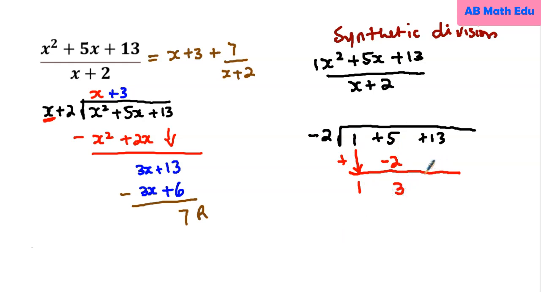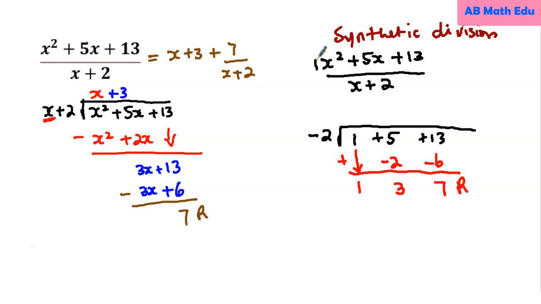And then you're going to repeat it again. You're going to multiply, and then whatever you get, you put it here and you add. So we multiply, we get negative 6, and then we add, we get 7. So this is the last number, and the last number is the remainder. Sometimes you get 0. If you get 0, that means that number was a factor, and we have done a video on that. I will attach it, so look at it. The last number is the remainder. If it is a 0, that means it's a factor.